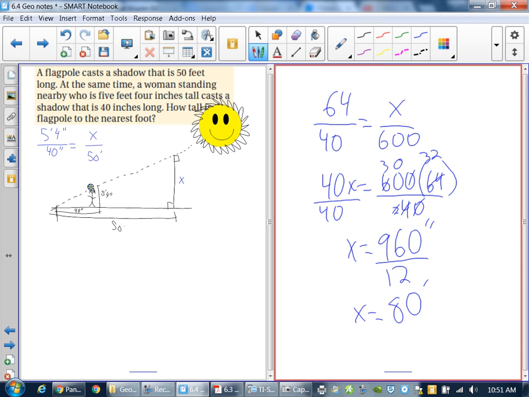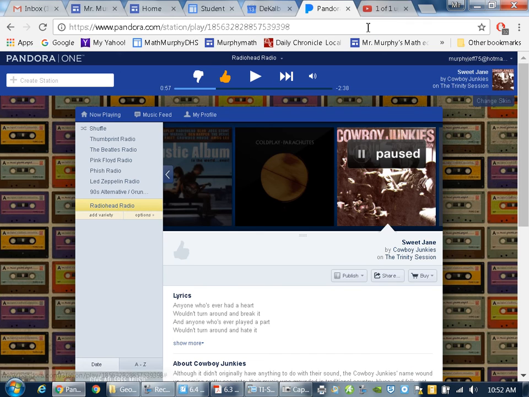So guys, when you start to think visually, an 80-foot tall flagpole is really, really tall. Think about how tall the student center is. I remember looking this up last year. I want to say it's like 100 feet. I believe that's right. Let's see here.